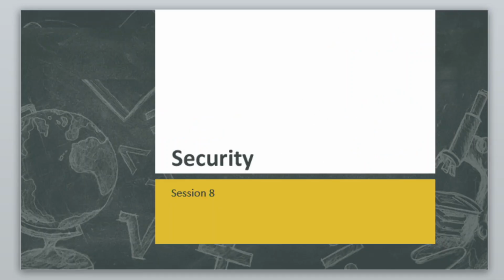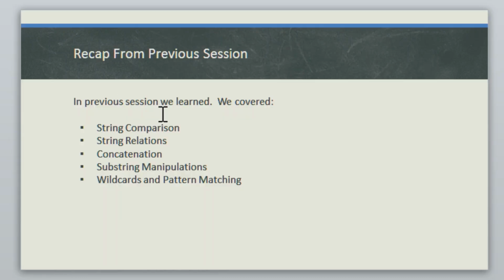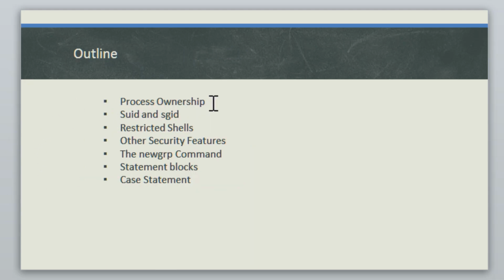Today, we're going over security on a Linux system. So last session, we covered string comparison, string relations, concatenation, substring manipulations, wildcards, and pattern matching. Today, we're going to go over process ownership very briefly, set user ID and set group ID, restricted shells, other security features, the new group commands, statement blocks, and case statements.